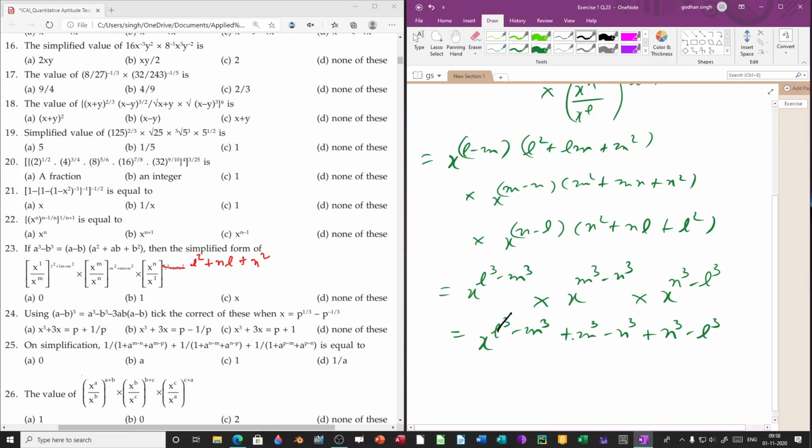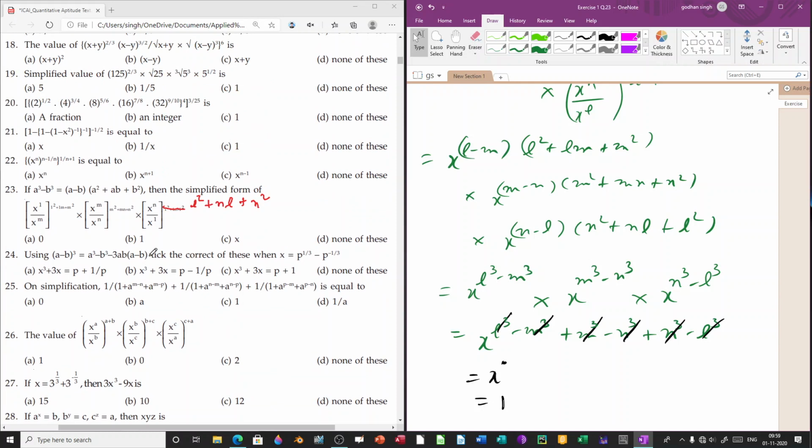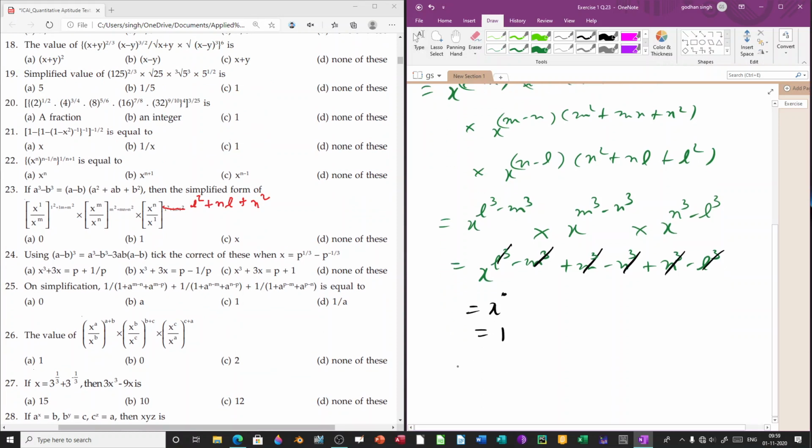So l cube and minus l cube will cancel each other. We have minus m cube plus m cube, minus n cube plus n cube. So equal to x raised to 0. And any number raised to 0 is 1. So in this case our correct option is B. Therefore, the correct option is B. So this is the answer of question number 23.